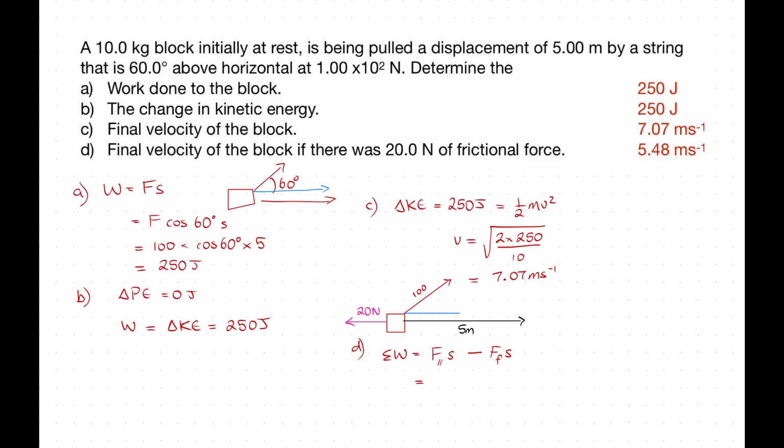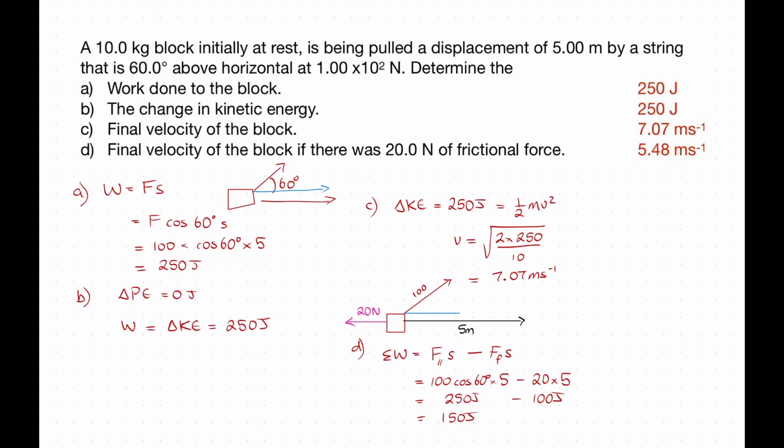So we are going to have our 100 cos 60 degrees times our displacement of 5, minus our 20 newtons of frictional force times a displacement of 5. So this should get us our 250 joules minus 20 times 5, 100 joules. So therefore, our net work done on the system is going to be 150 joules.